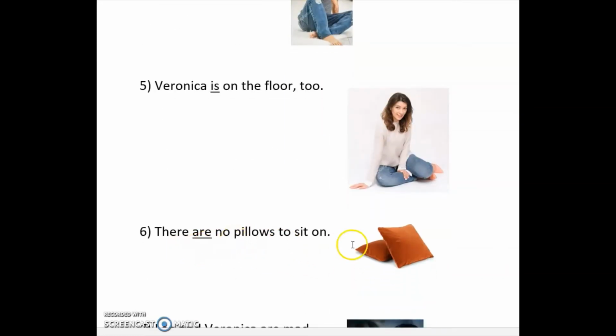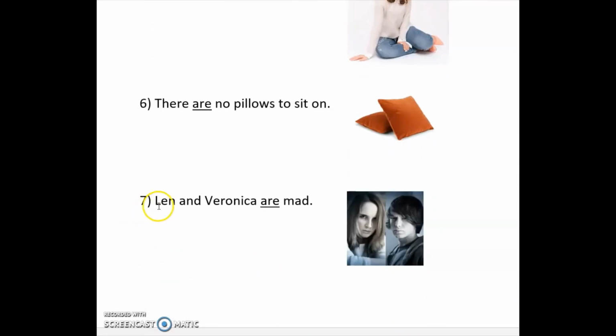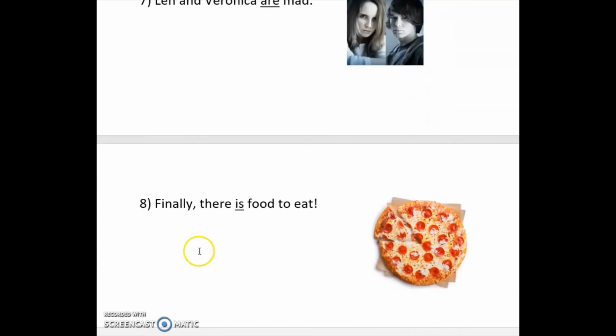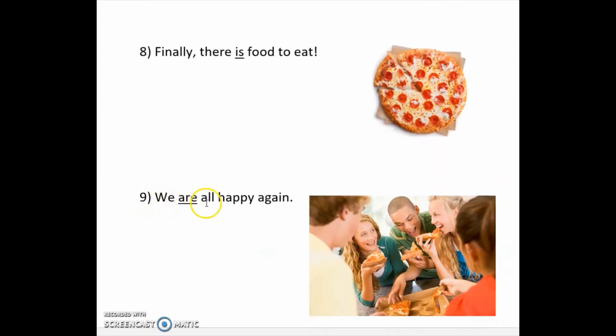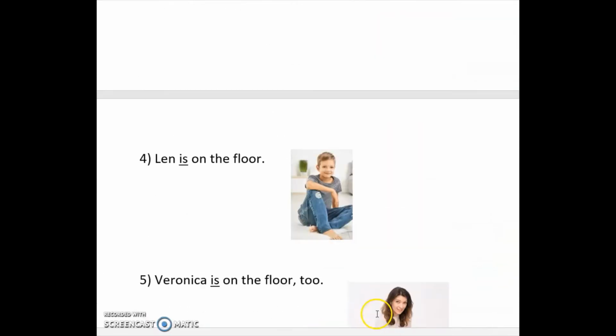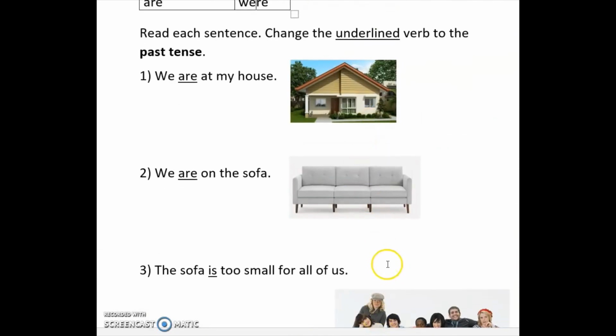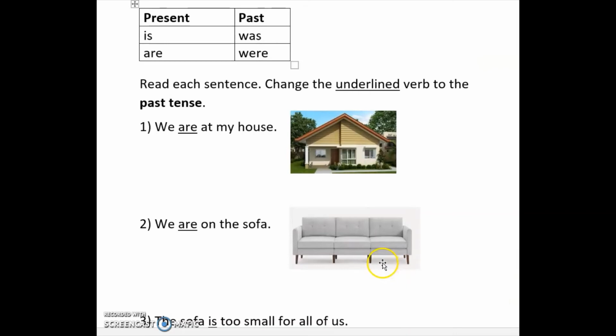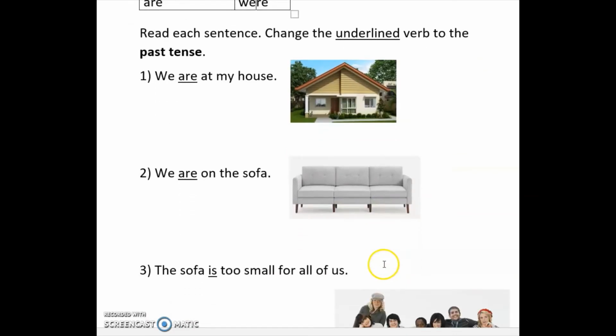There are no pillows to sit on. See, pillows, you know how sometimes people sit on pillows to feel nicer and softer? Len and Veronica are mad. Mad. They're not happy, they're mad. Finally, there is food to eat. Everybody's happy when the pizza comes, right? So we are all happy again. Okay? So they were sitting on a couch, but they couldn't all fit. And then they brought food, maybe they were hungry, and now everybody's happy.